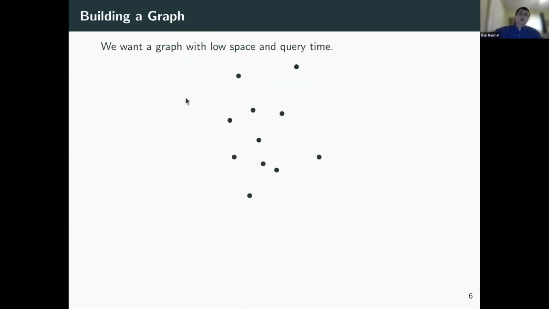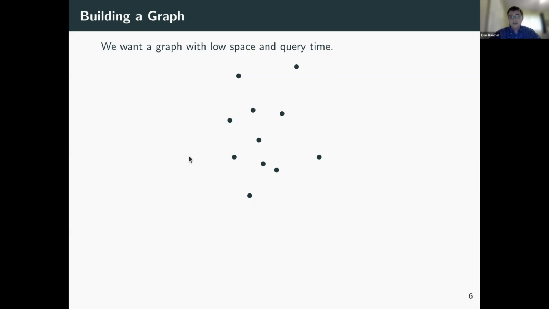All right, so what I want to talk about now is what DiskANN does and the whole idea of how you build a sparse graph. I'm going to give a very naive, simple intuition for what you should be looking for. Here I want to build a graph with low space and low query time.